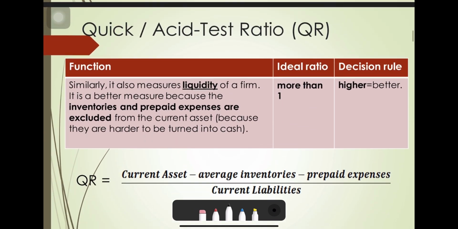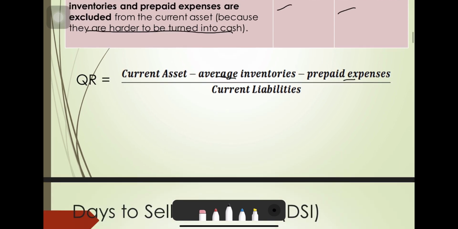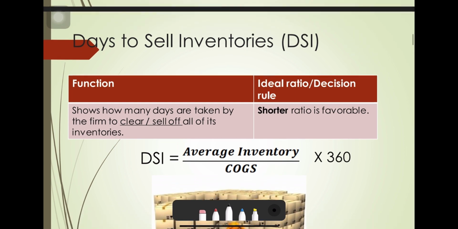Then the quick ratio is quite similar to the current ratio, except that in the formula here, from the current assets, we minus the average inventories and prepaid expenses. Why? Because they are harder to be turned into cash. Alright, so this one is a quick test ratio. So here we minus the inventory and prepaid expenses. The ideal ratio is also the same, must be more than 1, and the decision rule, the higher the ratio the better.